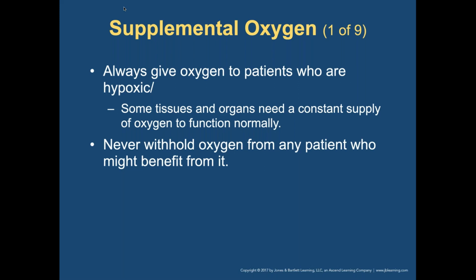Always give supplemental oxygen to patients who are hypoxic because not enough oxygen is being supplied to the tissues and cells of the body. But we do want to keep it within that 94 to 99% range. Some tissues and organs, such as the heart, the central nervous system, the lungs, kidney, and liver, need a constant supply of oxygen to function normally.